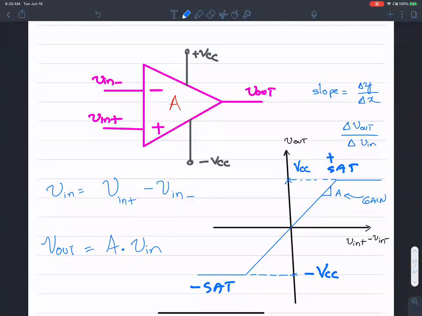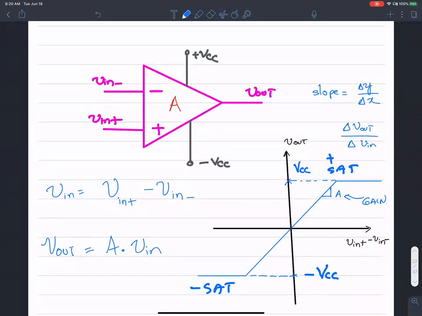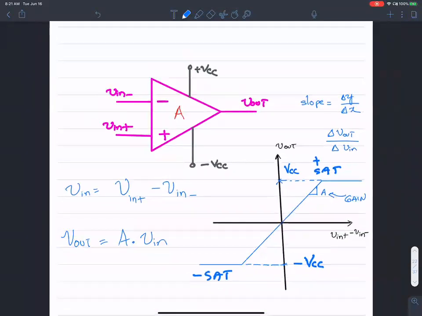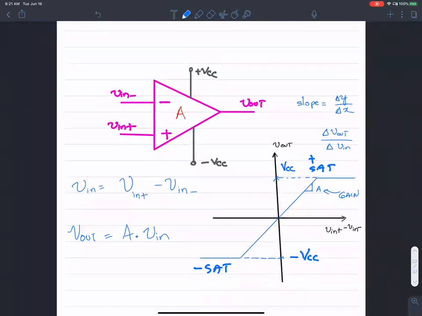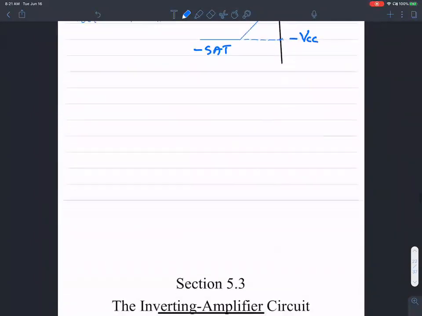Yeah, so they're saturated on either end, on the top and on the bottom, and in between there's a linear region of operation, and we want to operate in between the saturation regions, in the linear region. That's the region of operation for us. This is what we discussed so far.